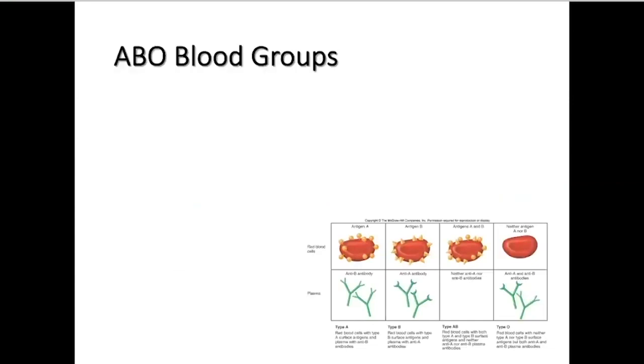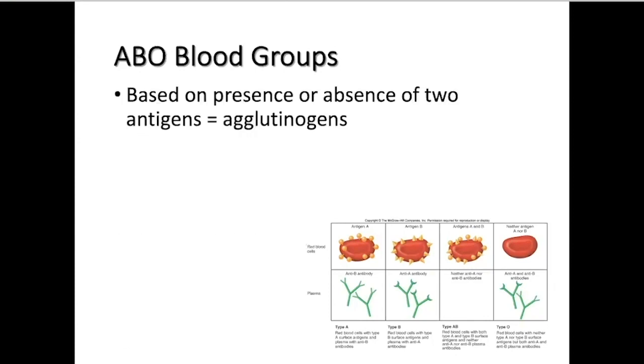The antigens A and B bring about the greatest transfusion reactions, so let's look at the ABO blood groups. The ABO blood groups are based on the presence or the absence of two antigens or agglutinogens, and these are antigens A and B. There is no O antigen.